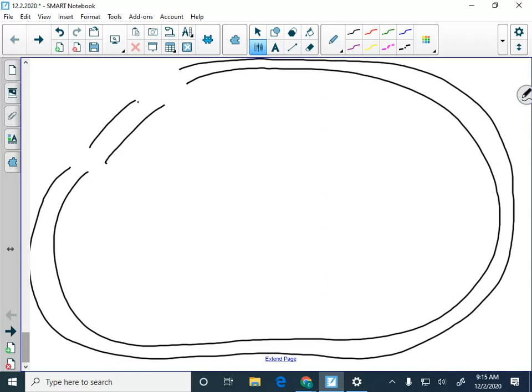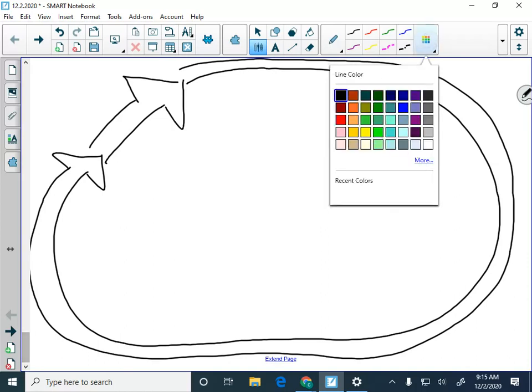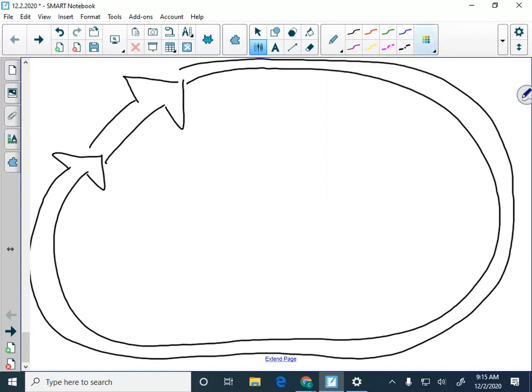Then I'm going to make some arrows, so we know which direction we're going. This is going to represent our cell cycle. This little arrow right here, I will even change colors, this little arrow right here is mitosis. And this big arrow is interphase.